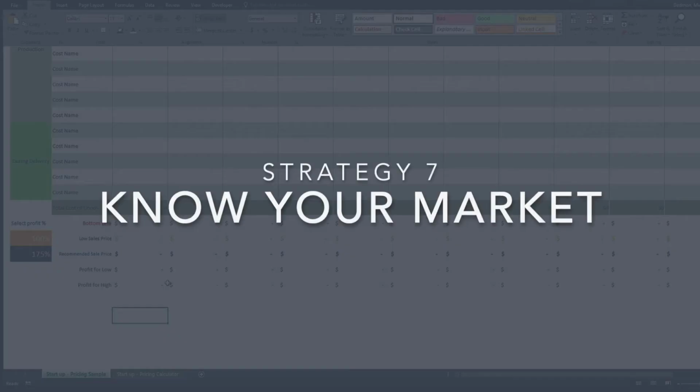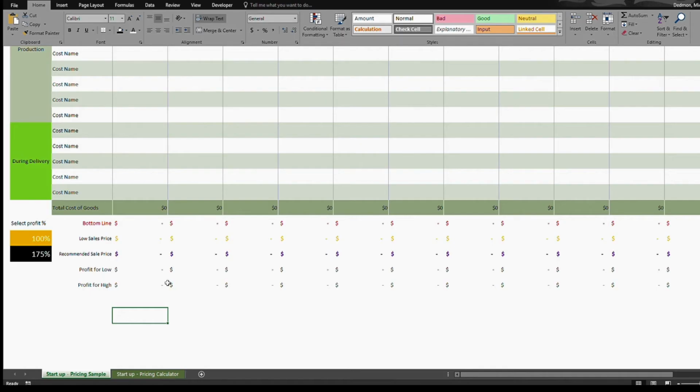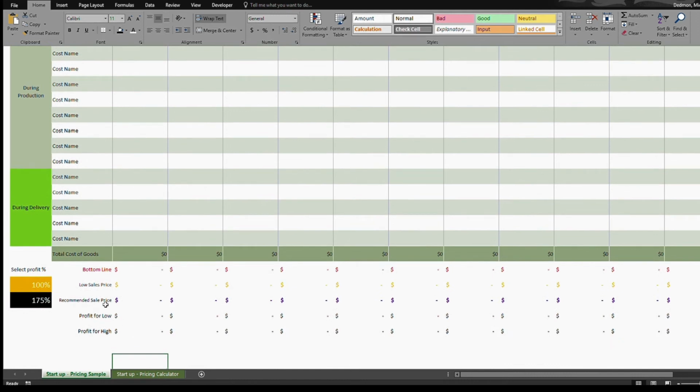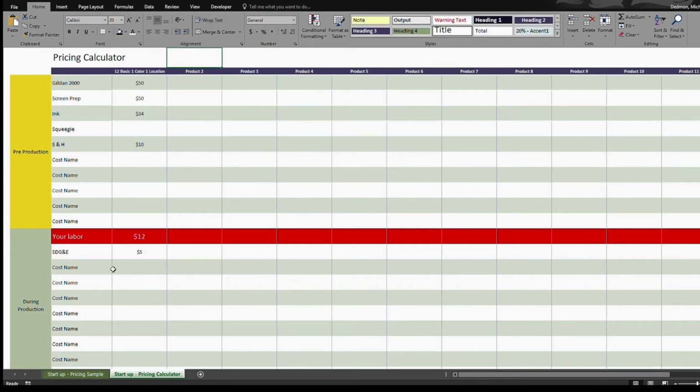The next thing is know your market. So know what the products that you're selling are going for, and do your research. Go onto your competitor's website and see what they're selling their items for, because it's going to allow you to know what pricing you should go with. So let's look at a sample.